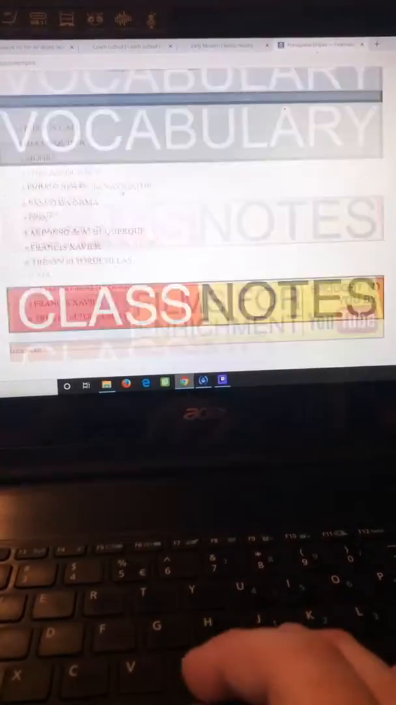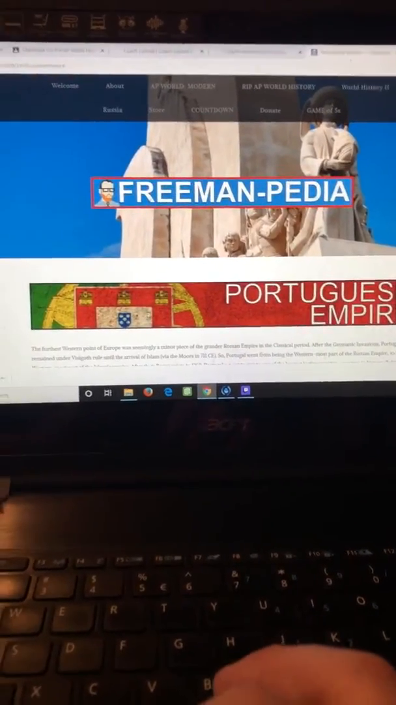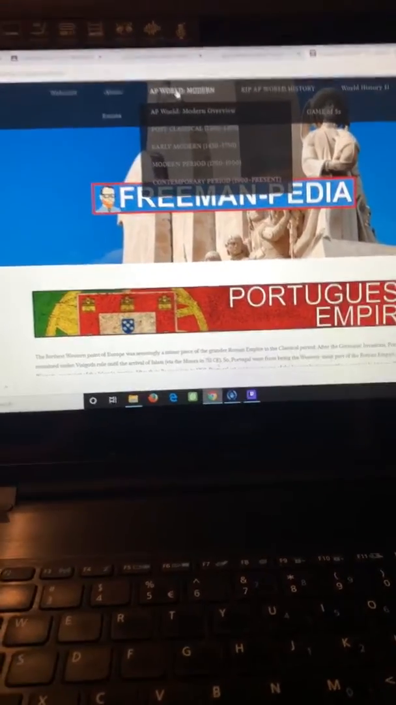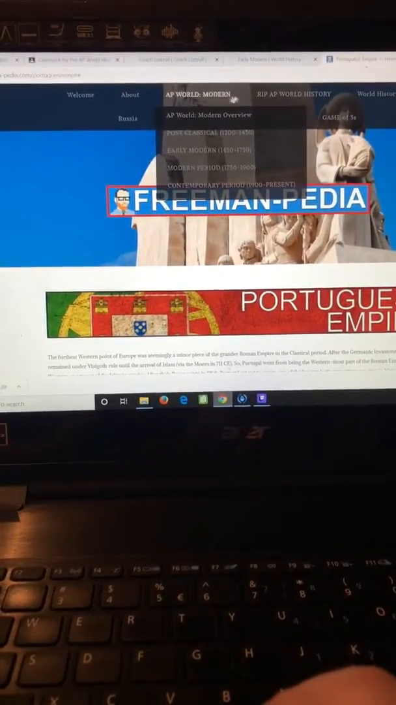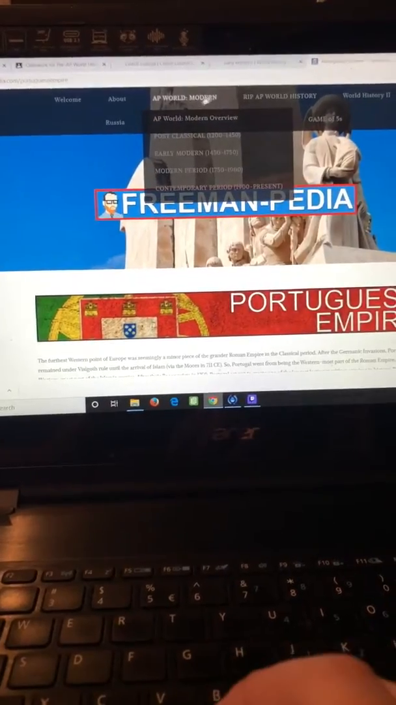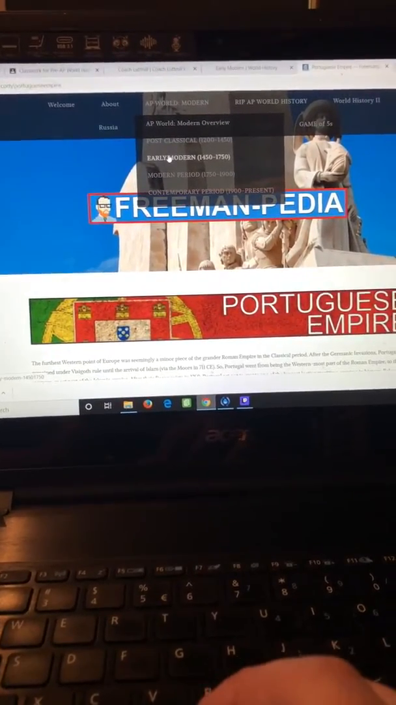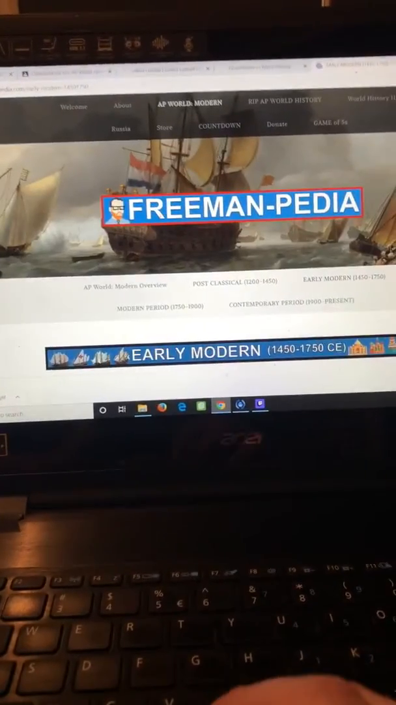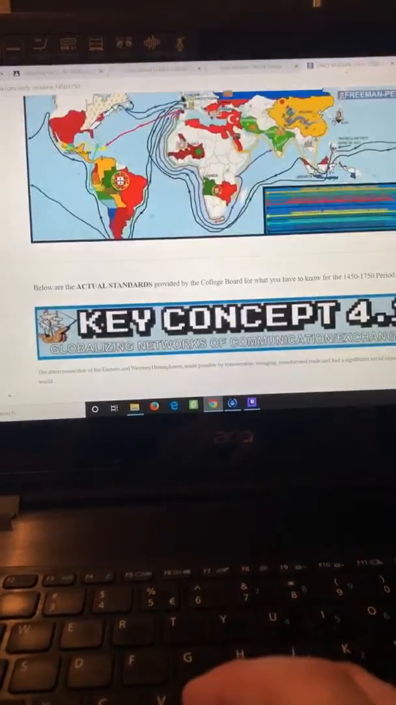Okay, but he also has, if you get real bored, the AP standards have changed this year. And so this is his old stuff that I'm linked to. But his new stuff, if you wanted to go to it, say early modern, you could also click on that, and then he's got some new really nice looking maps that you can look at.